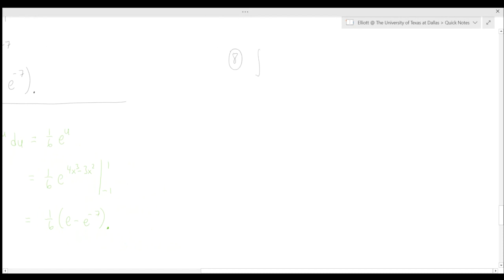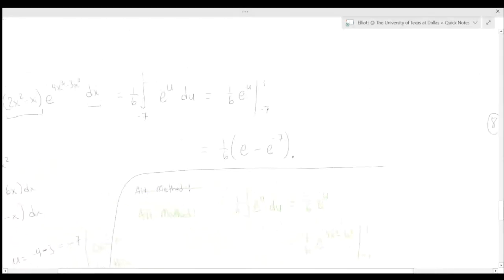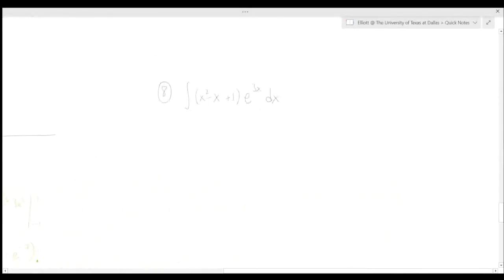So I'll do over here, it's the integral of x squared minus x plus 1 times e to the 3x dx. And here we are going to do integration by parts, but I do want to compare and contrast questions number 6 and 8, because both 6 and 8 involve an exponential. But in 6 we did u sub, and in 8 we're going to do integration by parts.